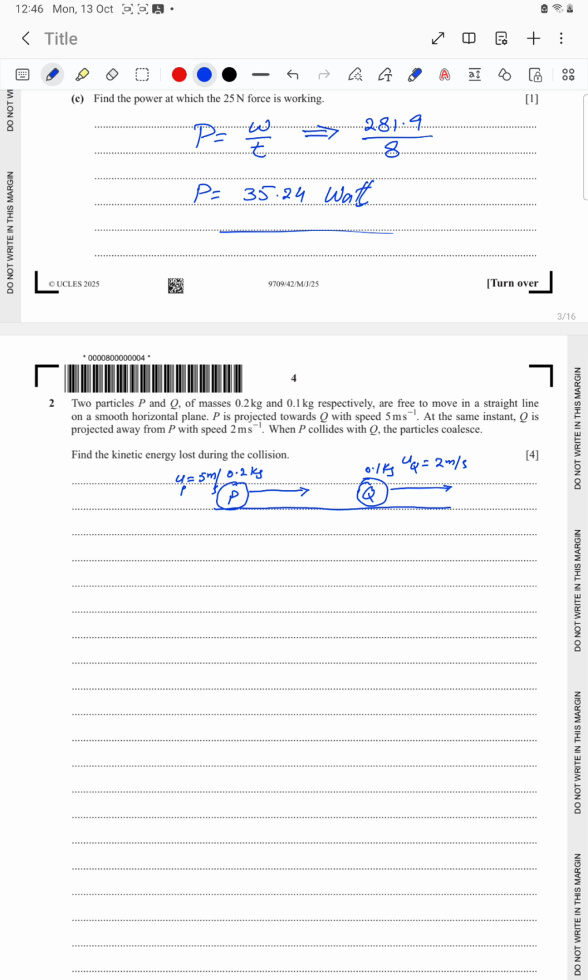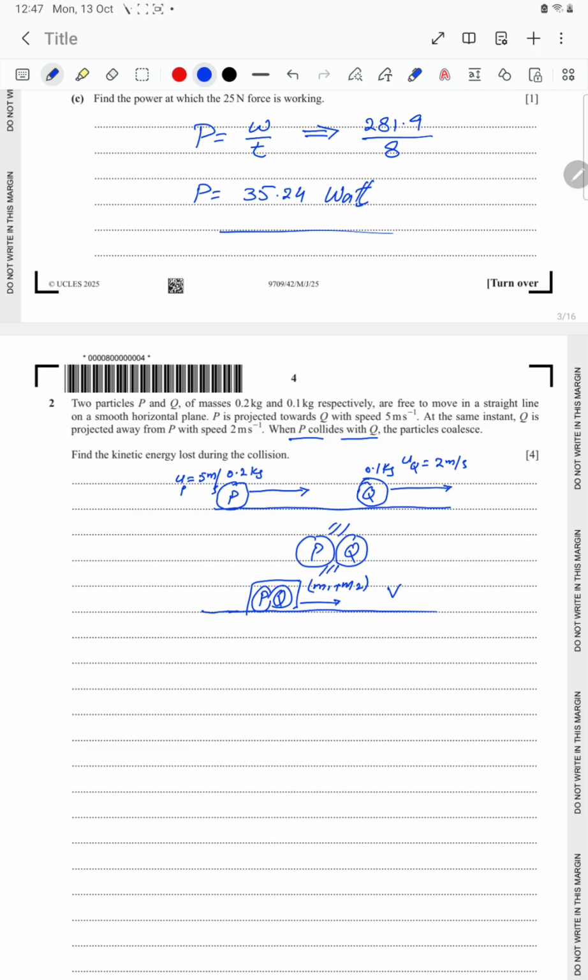they will collide at a certain position, and it's given that when P collides with Q, the particles collide. So it means when they have a collision here, P and Q will collide and make a single combined mass P and Q. This will be like this. It means I will add their masses, the total mass becomes this, and they will go with a certain velocity in the other direction, right?